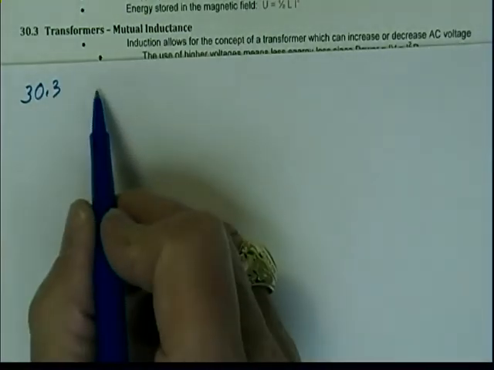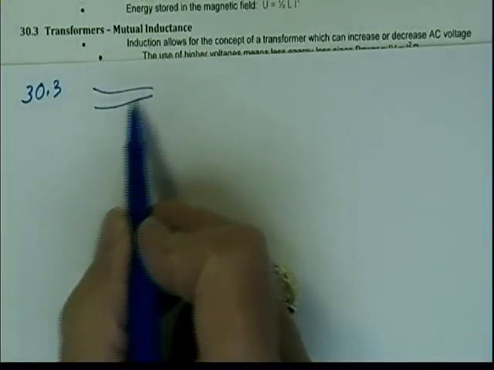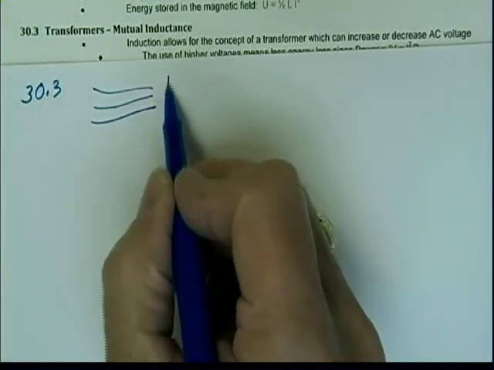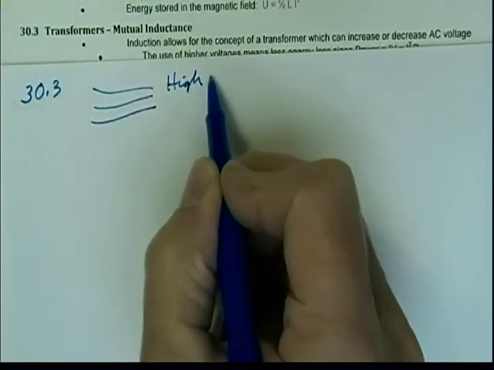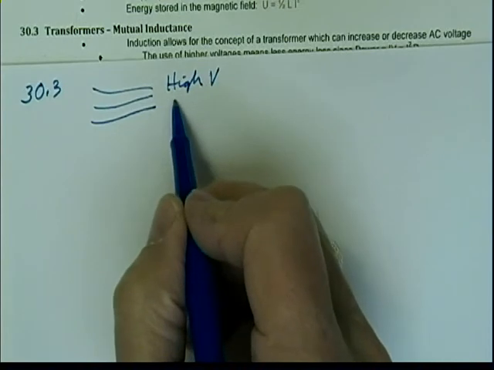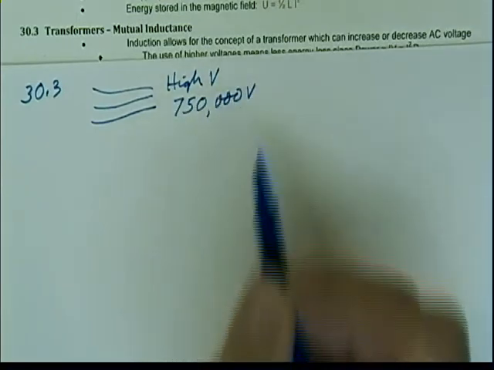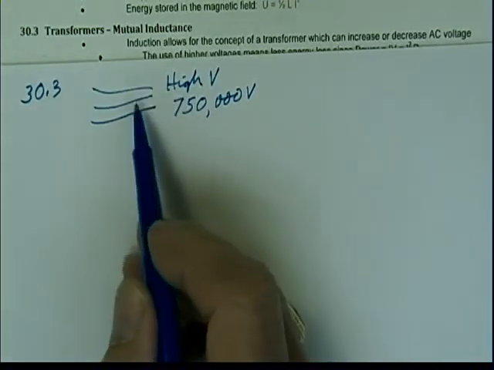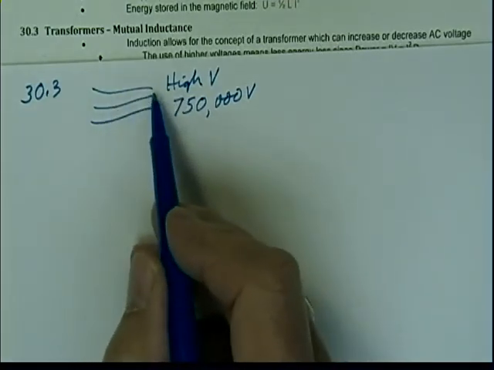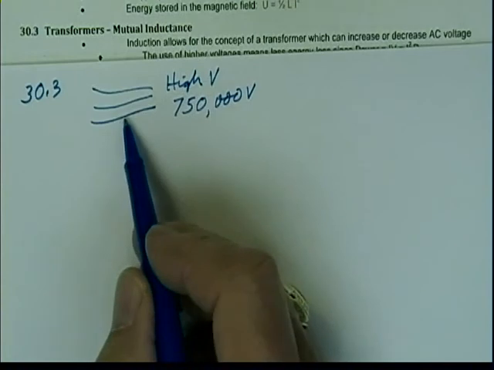Induction allows for the concept of a transformer which can increase or decrease the AC voltage. Well, in general, when we transmit power and the power lines go across country, we want a very high voltage, maybe even as high as 750,000 volts. The reason for that is the line losses are less with high voltage and low currents.